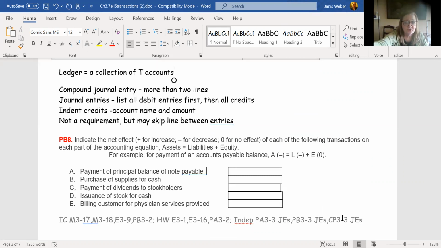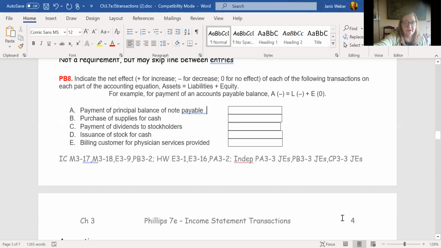We know what a compound entry is. We know that when you make journal entries, you list the debits first, and as the first line would be debit accounts, all the debit account entry lines would be done first, and then start the credit entry accounts. You indent the credits so it's clear to everybody that's looking at the entry that that's a credit entry. You can also skip lines between entries if you like.